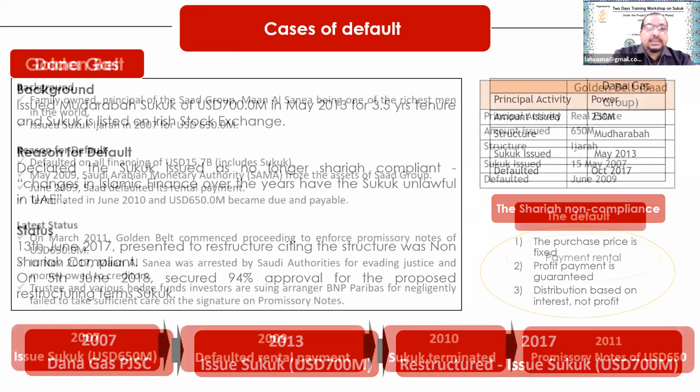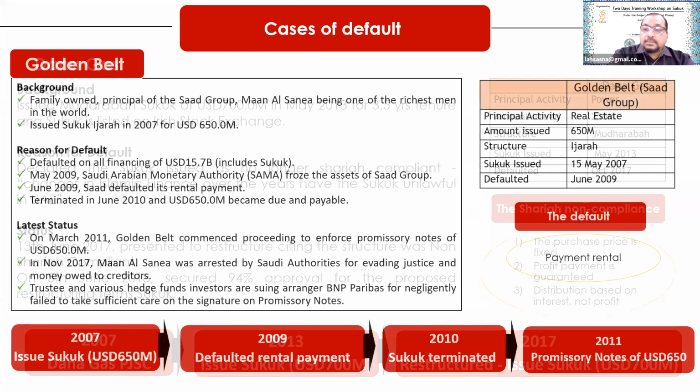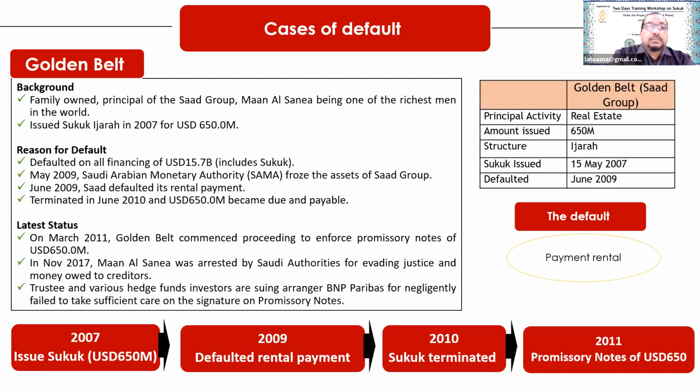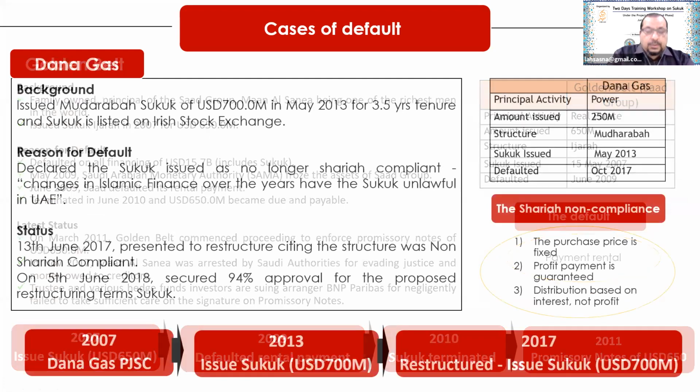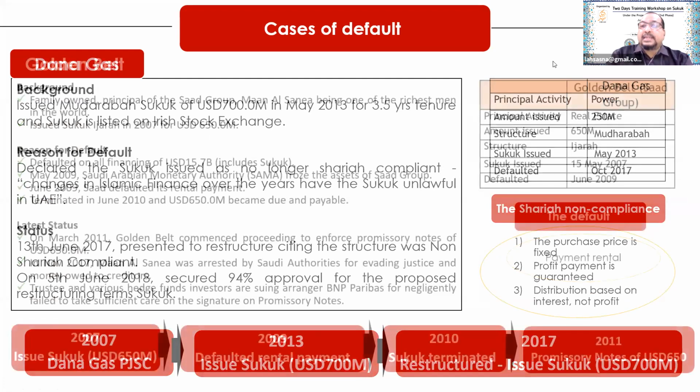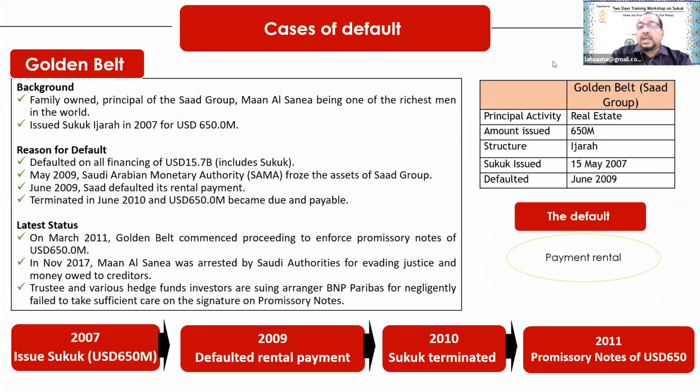The second case is Golden Belt. Let me try to go quickly on that. Golden Belt is a real estate company with the amount of 650. It is an Ijara structure, and the Sukuk was issued on 15 May 2007 and defaulted in 2009. The default was on rental payment.